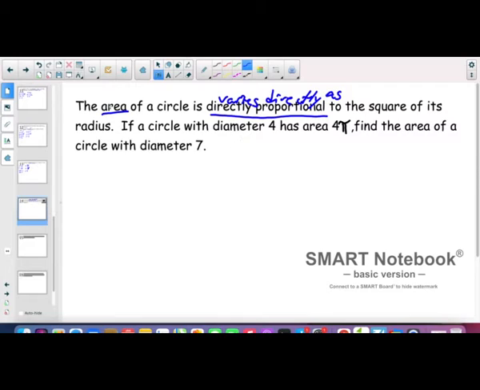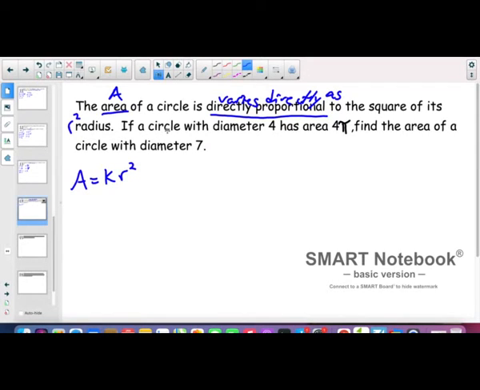Okay, so the area, I'm going to say A is my area, varies directly as the square of the radius. Well, the square of the radius, wouldn't that be r squared? So area varies directly as r squared. A equals k r squared.